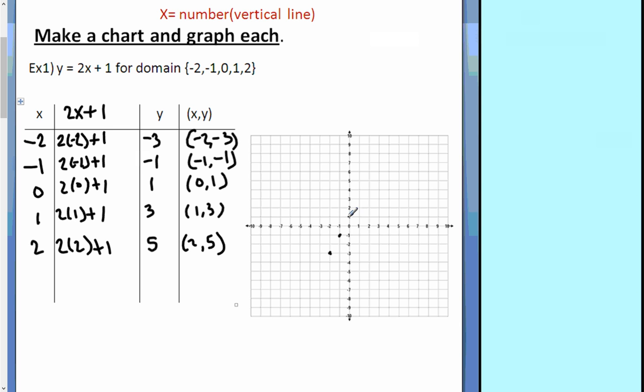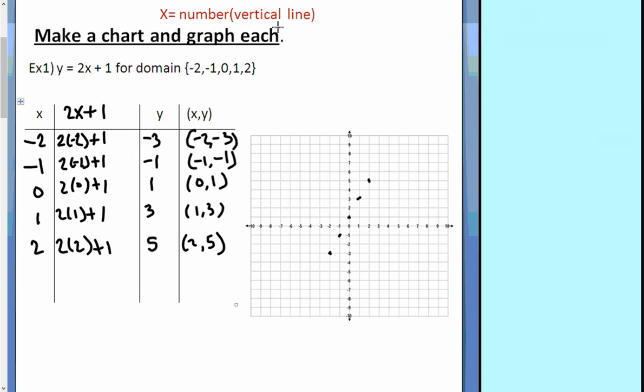0, 1 is there. That's actually a special point. That's the point that it crosses the y-axis, and we call that point the y-intercept, and we're going to learn about that later. 1, 3 is the next point. Graph that. And then we graph the last point, 2, 5. There's that point. Now, what you'll notice is that these dots should be in a straight line with each other. If they're not in a straight line, you messed up somewhere, and that's a good little test for yourself to know whether or not you're doing it correctly.